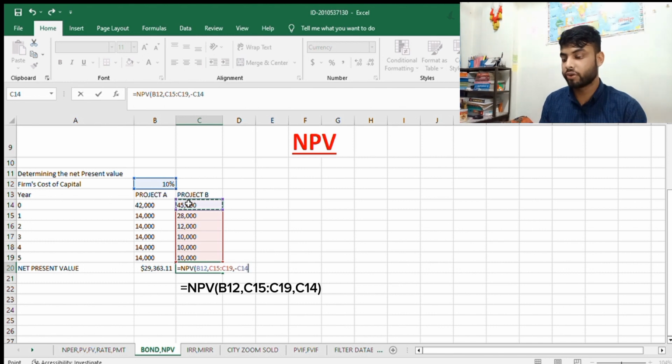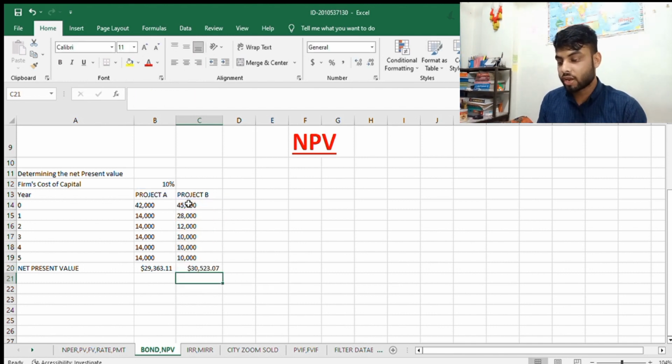It was $30,523.07. This is the simple way to calculate net present value in Microsoft Excel.